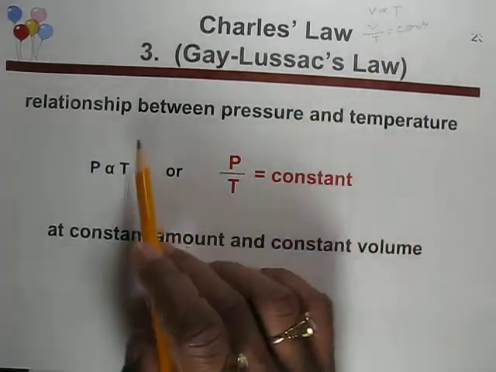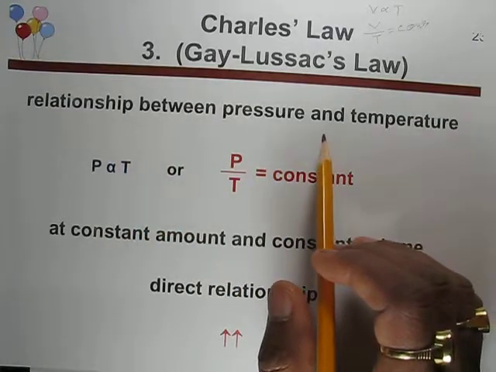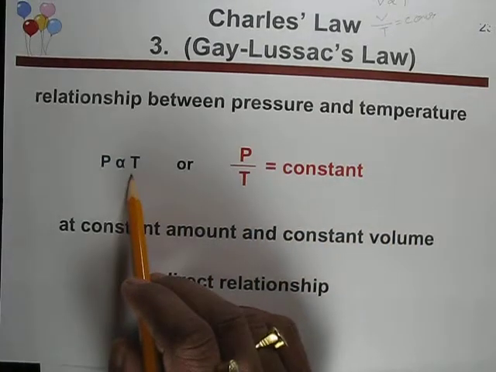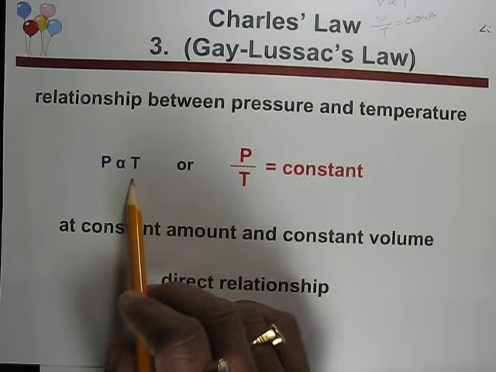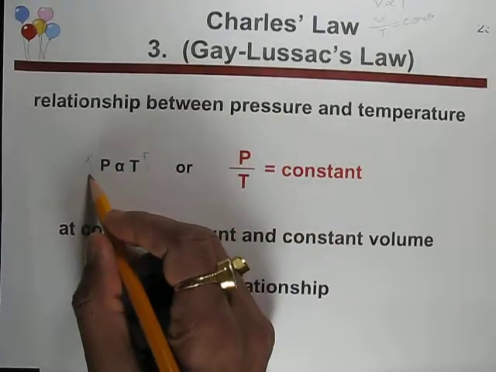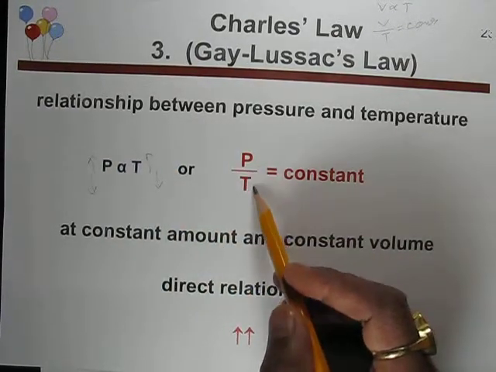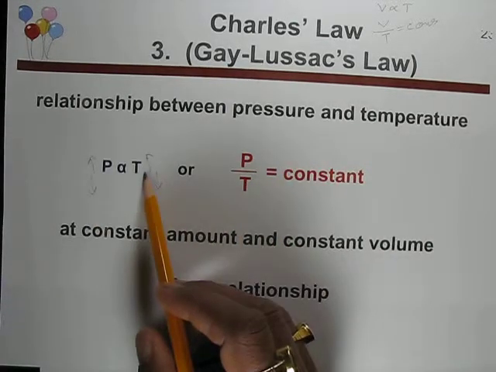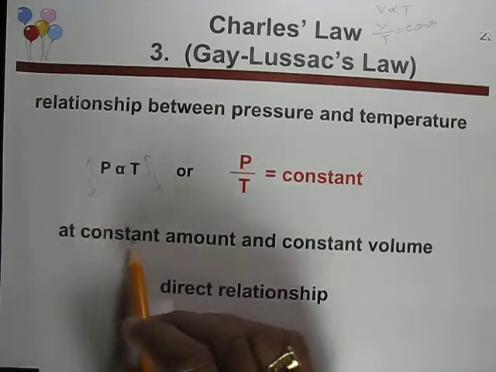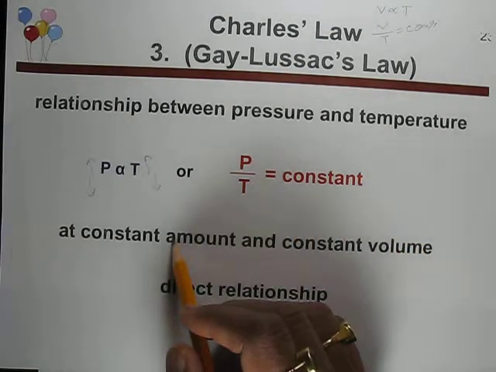But in the case of Gay-Lussac's law, the relationship is between the pressure and temperature. They said that pressure is directly proportional to temperature. So if you increase the pressure, temperature will also increase. If you lower the pressure of a gas, temperature will also lower. So P is directly proportional to T, or P over T is equal to constant. But the condition is constant amount and constant volume. So volume must be constant and amount will also be constant.